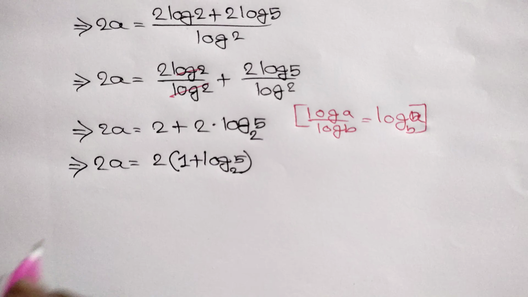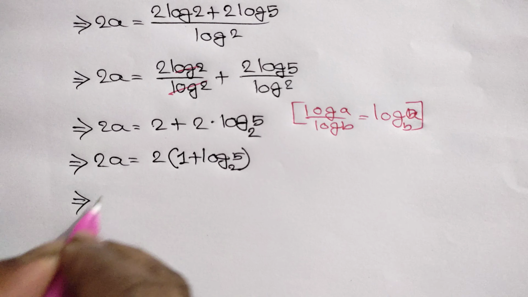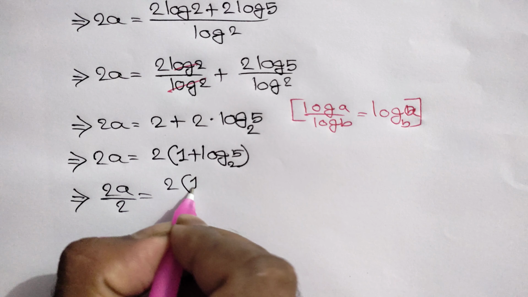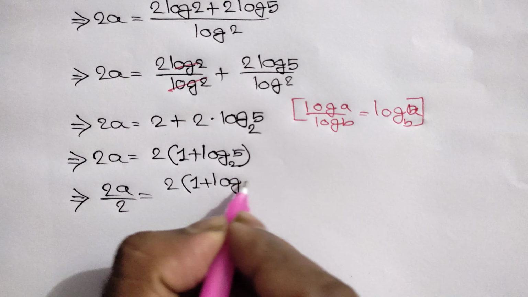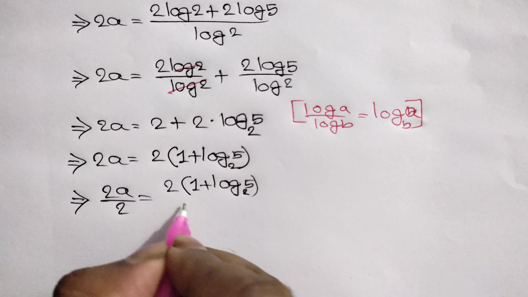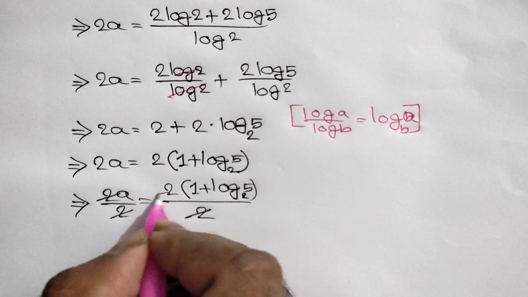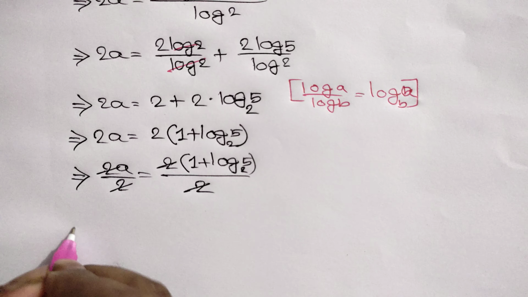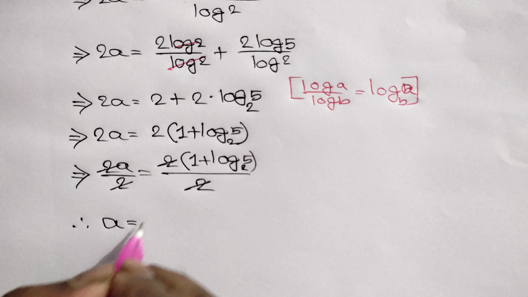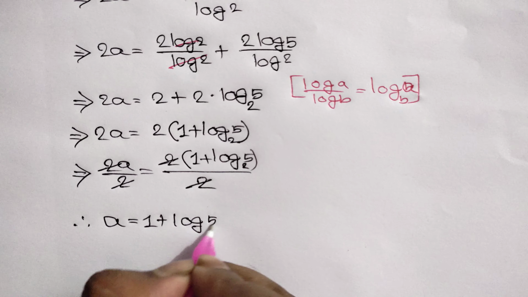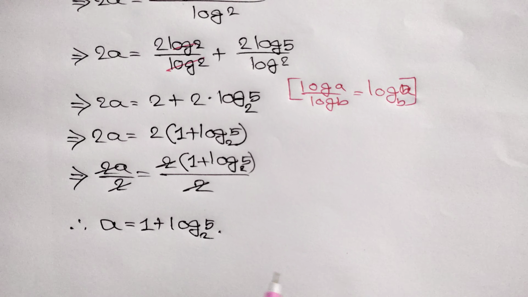Or 2a is equal to, now taking 2 common, here we will get 1 plus log of 5 base 2. Now divide both sides by 2, we can write 2a over 2 is equal to 2 times (1 plus log of 5 base 2) over 2. Now this 2 cancels out this 2 and this 2 cancels out this 2. So finally we will get the value of a is equal to 1 plus log of 5 base 2.